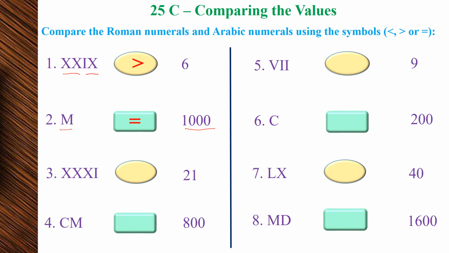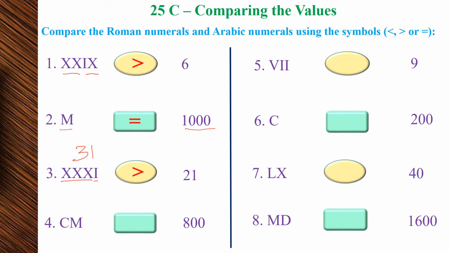So, M is equal to 1000. Let us see the third one. In the third one, we have 3x followed by 1i, which is equal to 31. 31 is greater than the number on the right hand side, which is 21. So, therefore, 31 is greater than 21.